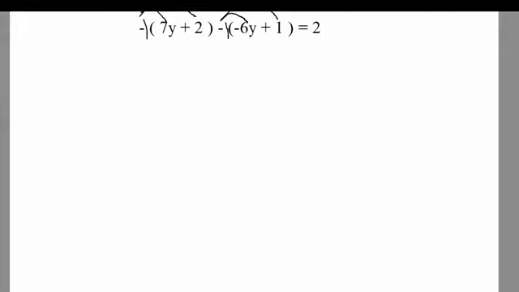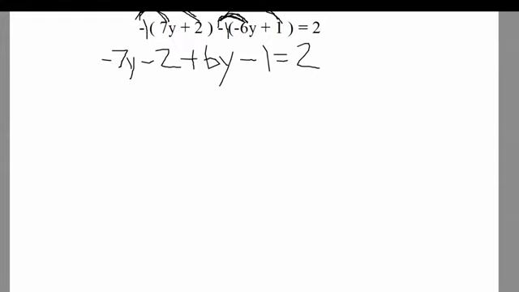So that would look like a negative times 7y, which makes that a negative 7y. A negative times the positive 2 makes that a negative 2. Carrying out our second distribution here, negative times negative 6y. Well, negative times a negative is positive, and drop down that 6y with it. A negative 1 times a positive 1 is a negative 1, and that all equals 2.